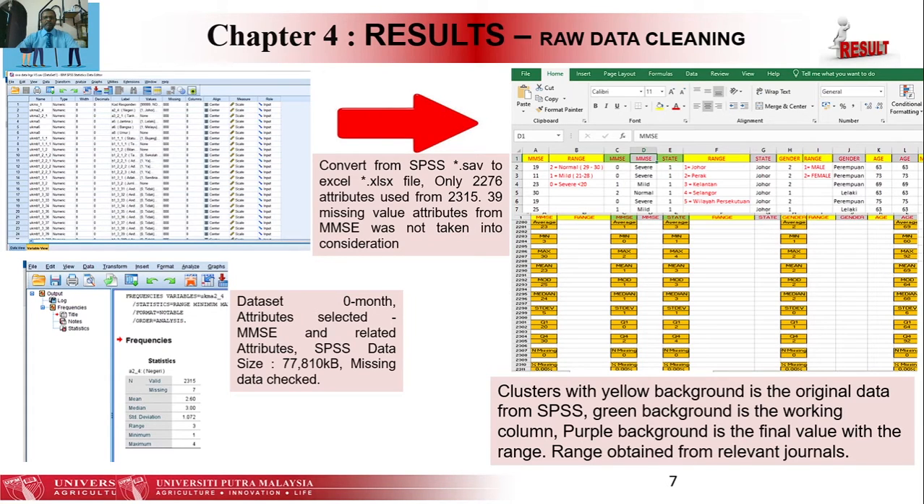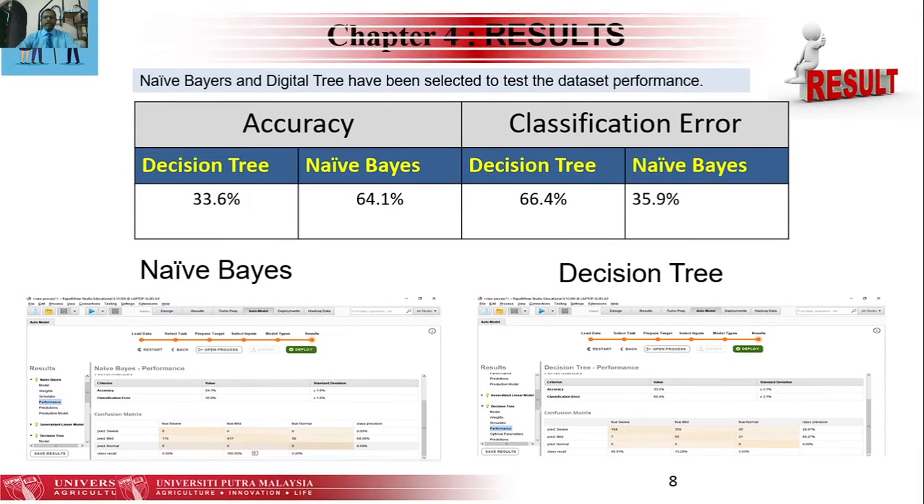We are looking at this. We use that clean data from Excel in RapidMiner, and we have used naive Bayes and decision tree auto model to find what is the accuracy and the classification error in the database we have provided. It looks like the accuracy of naive Bayes is 64.1, and the classification error is also lower.